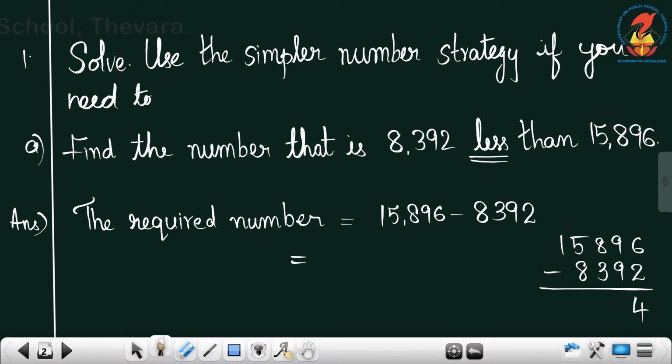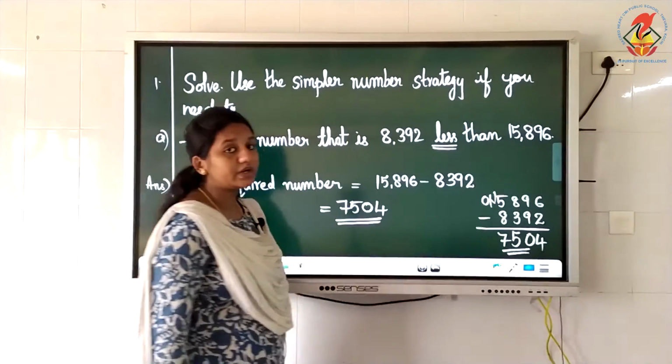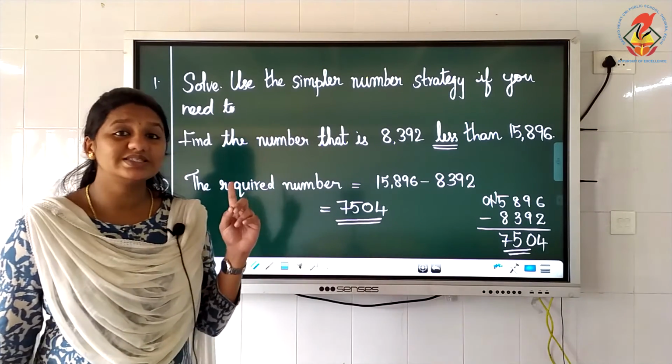9 minus 9, 0. 8 minus 3, answer is 5. 5 minus 8, it is not possible, so borrow from this number, that places 0 and 15. Then 15 minus 8, after 8 count it till 15. So answer is 7. So the required number is 7504. If you have any doubt for the subtraction, do the checking process.